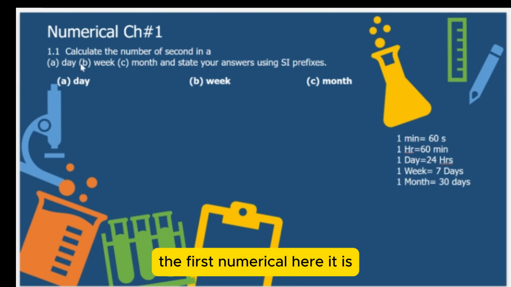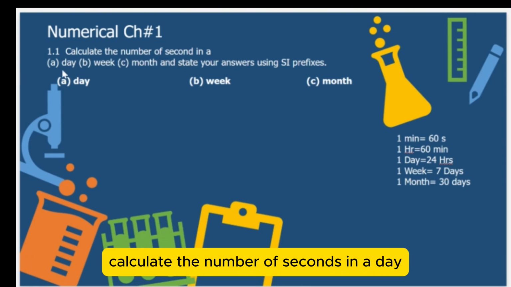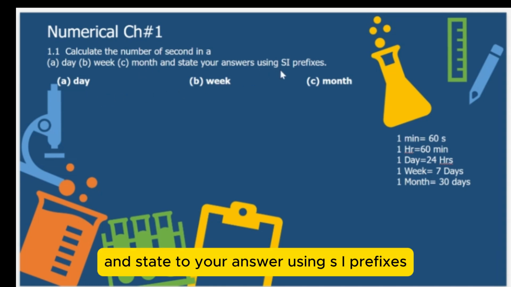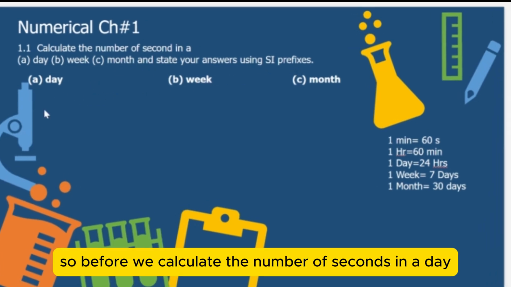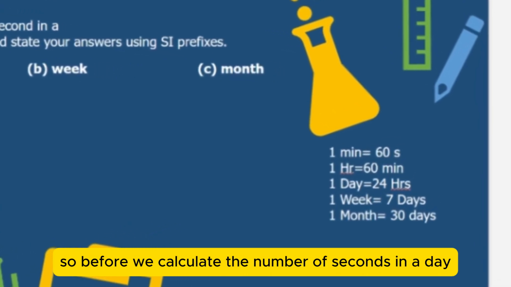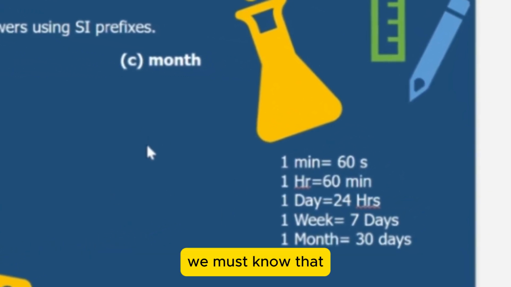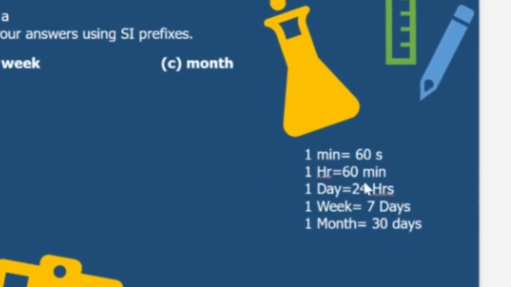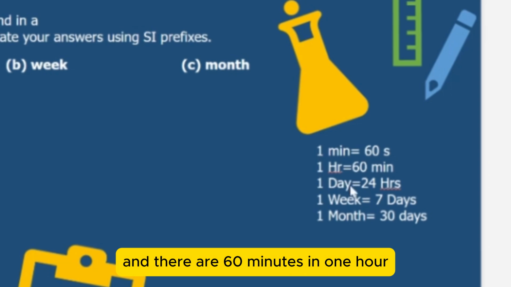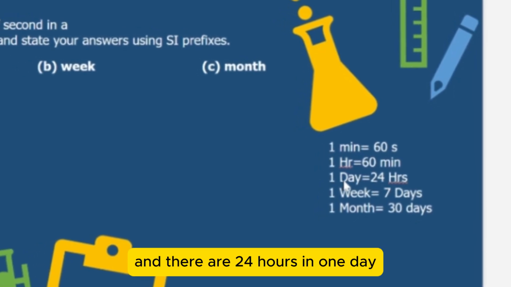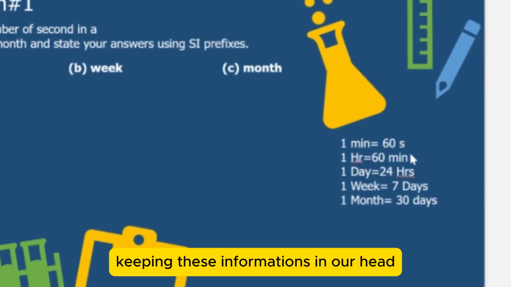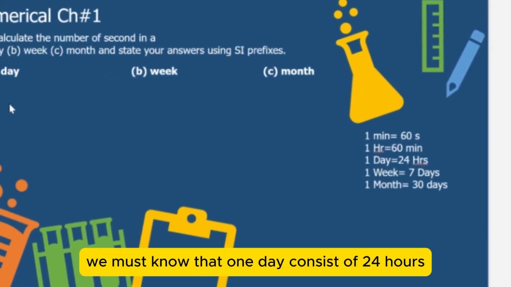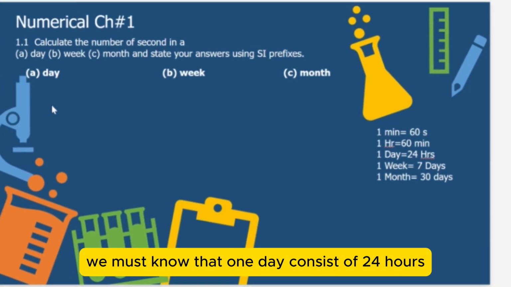The first numerical is: calculate the number of seconds in a day, in a week, and in a month, and state your answer using SI prefixes. So before we calculate the number of seconds in a day, we must know that there are 60 seconds in 1 minute, 60 minutes in 1 hour, and 24 hours in 1 day.